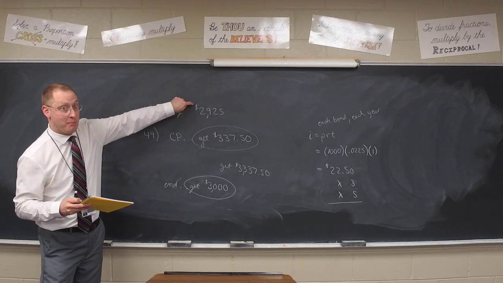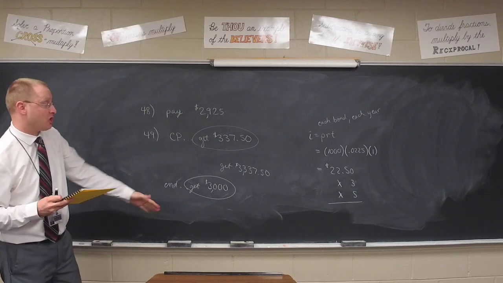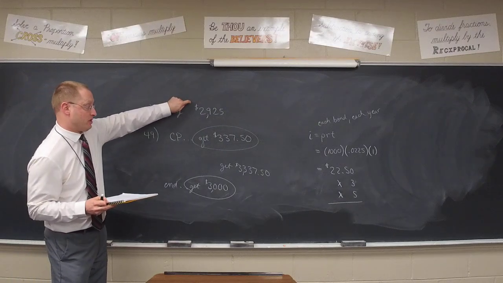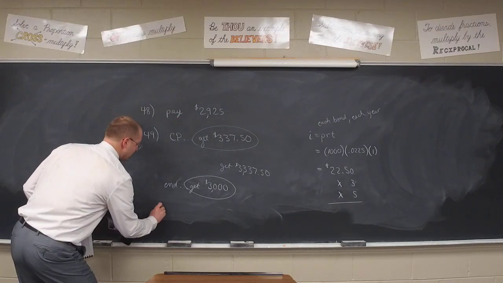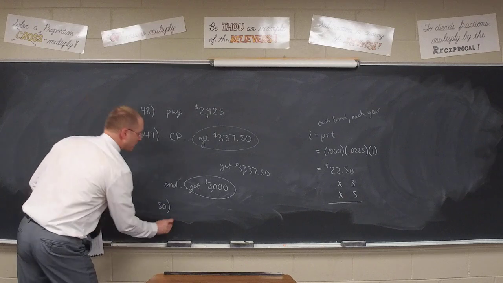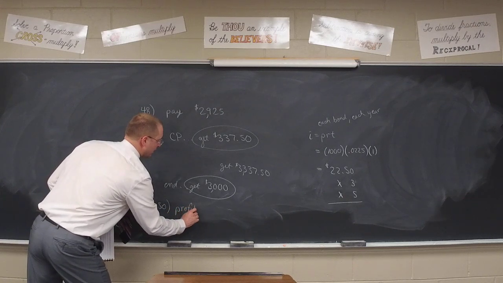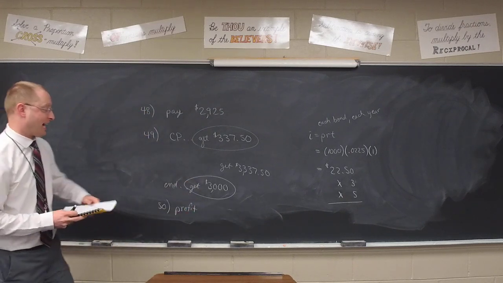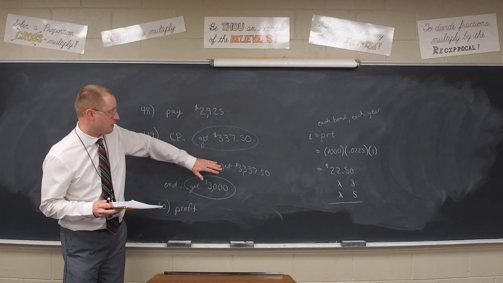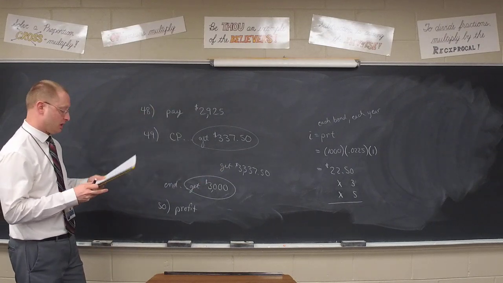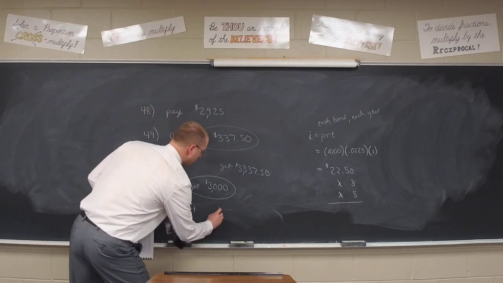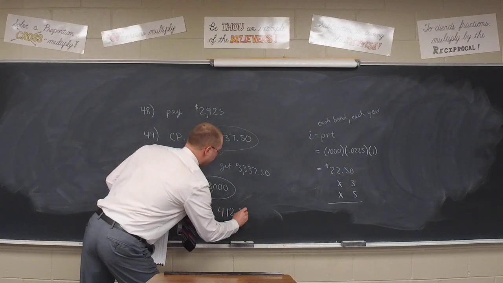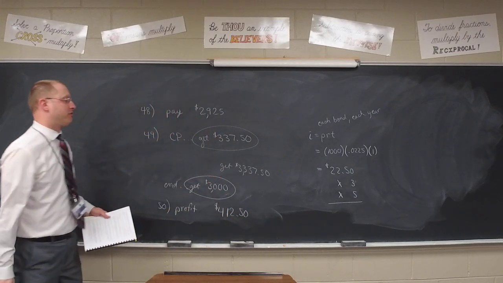Now that's not how much he makes, that's how much he gets. He paid this a while back, right? By the time it matures, it was 5 years ago. He paid them this much in the first place. So when it says how much does he make, it's really asking what's his profit. And when we subtract how much he got from the city of Columbus minus how much he paid to the city of Columbus in the first place, you should find that he has a profit of $412.50.